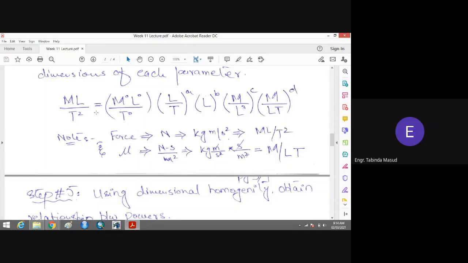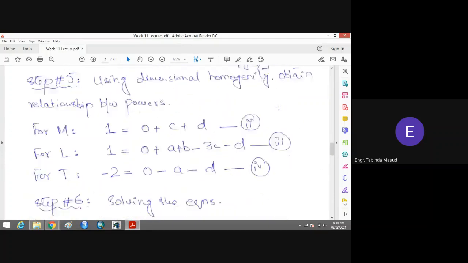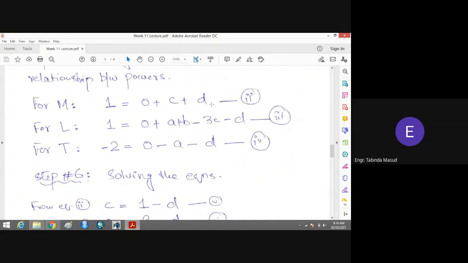And now we will get the relationship between the powers of T. Here its power is minus 2, because it is in the denominator. So minus 2 is equal to 0 minus A minus D. So we have got 3 equations: equation number 2, 3, and 4.